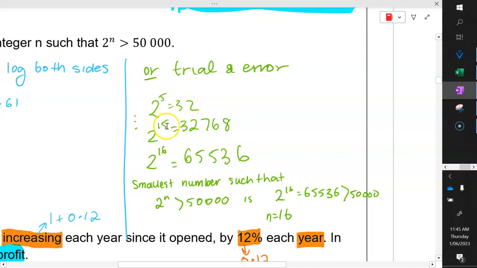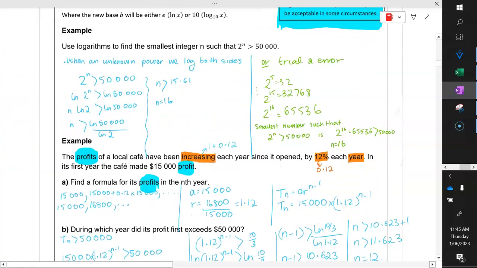I've jumped up really quickly to 2 to the 15, which gives me 32,768. Now, here's the one we want. 2 to the 16 is 65,536. So this 16 is the first number that gets our value bigger than 50,000. So n is 16. In that case, it's totally acceptable in the advanced course to use that kind of thinking in some of our questions.